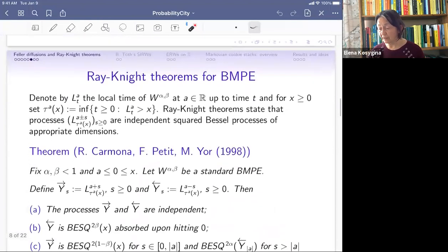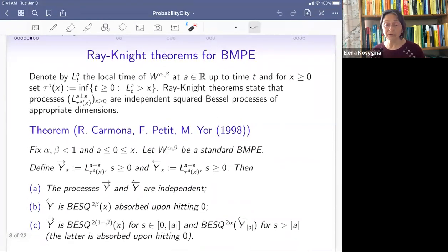But then we know that Brownian motion has the first and second Ray-Knight theorems. Ray-Knight theorems also hold for Brownian motion perturbed at extrema, and this was proven in the work of Carmona, Petit, and Yor. So suppose capital L is the local time of Brownian motion perturbed at extrema at point A up to time t. And for x non-negative, denote by tau_A of x the first time when the local time at A exceeds x. And the Ray-Knight theorems state that the processes, when you run from A forward and backward, are independent squared Bessel processes of appropriate dimensions.